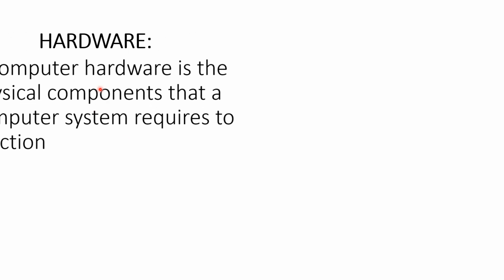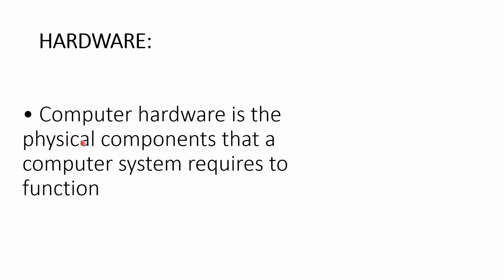Now let's move into more details into the hardware. Computer hardware is the physical component. What is a component? A component is also called a part. So, computer hardware is the physical part that a computer system requires to function. Any physical component that is required for the functioning of the computer system is called hardware.